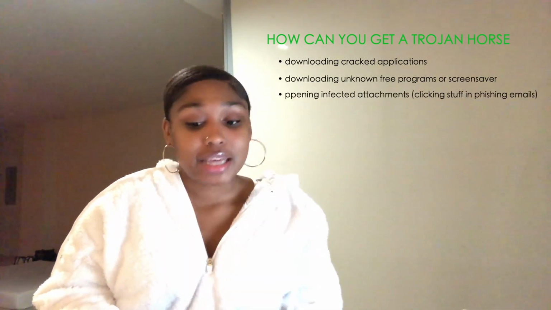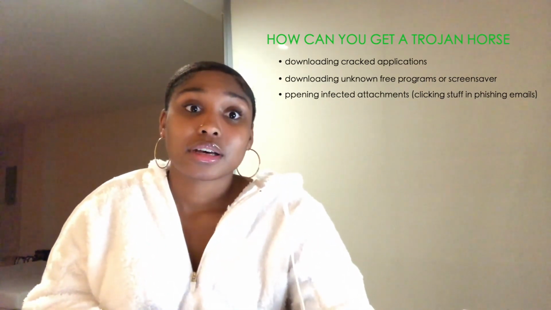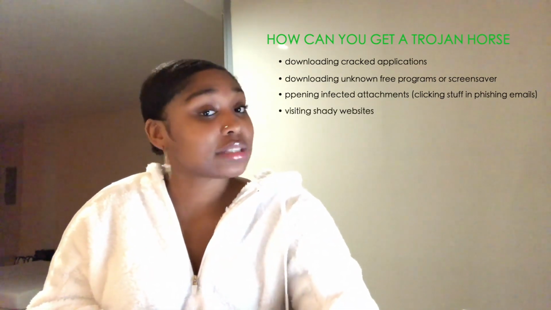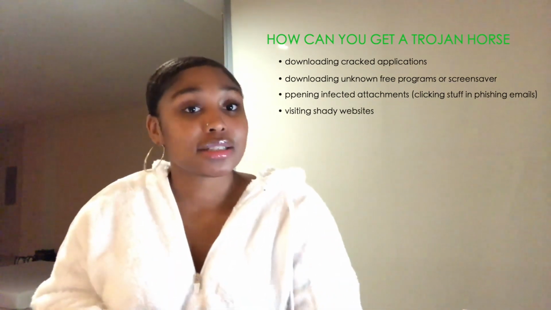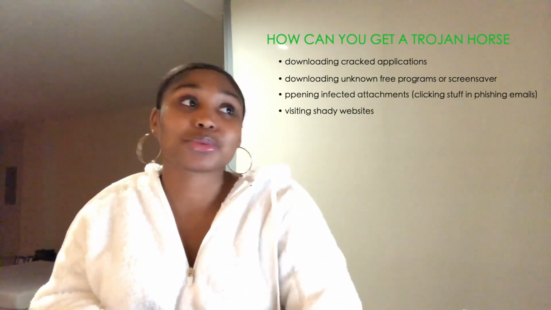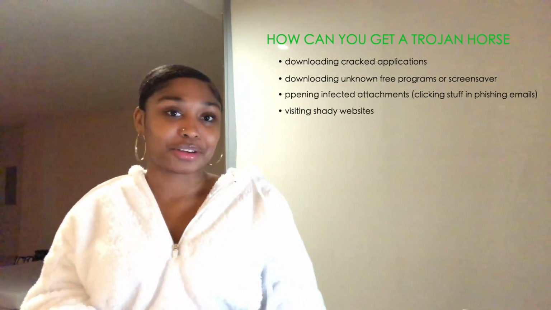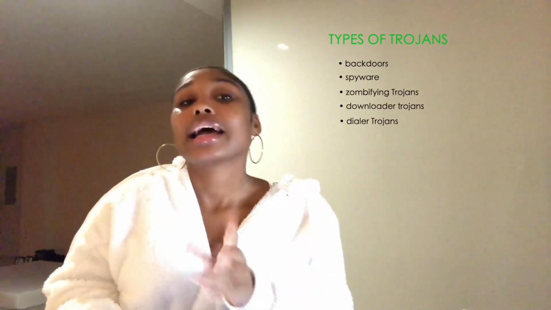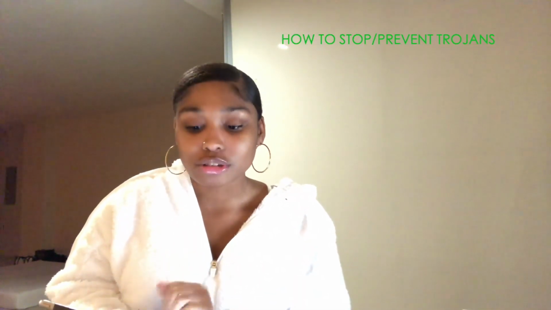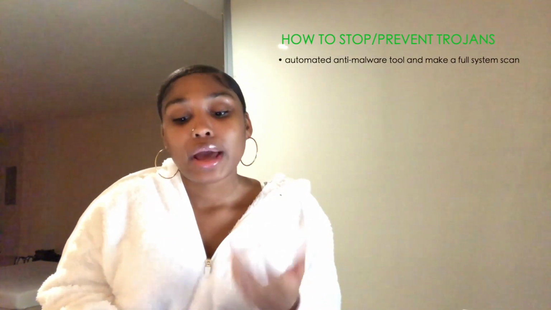Opening infected attachments, clicking stuff in phishing emails, and visiting shady websites. So y'all just gotta be cautious everywhere. You can get infected doing anything, okay? You can get infected just looking at your computer the wrong way. The types of Trojans: backdoors, spyware, zombifying Trojans, downloader Trojans, and dialer Trojans. How to remove Trojans: use an automated anti-malware tool and run a full system scan like a good person.